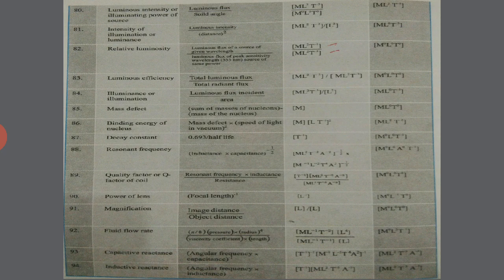Magnification, image distance upon object distance. You also study about both in class 10th also. Okay, and the 91st, magnification, is a dimensionless quantity, another quantity in the group of dimensionless parameters. Okay, so the capacitive reactance, and the last is inductive reactance. Okay, these are the dimensional formulas given in your NCERT book, so try to remember maximum of them.